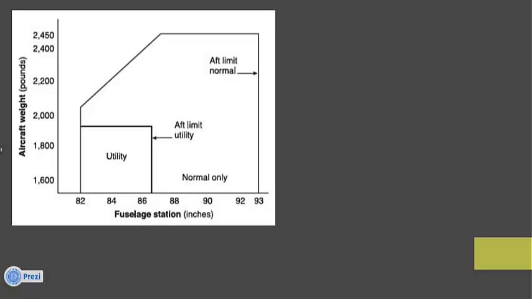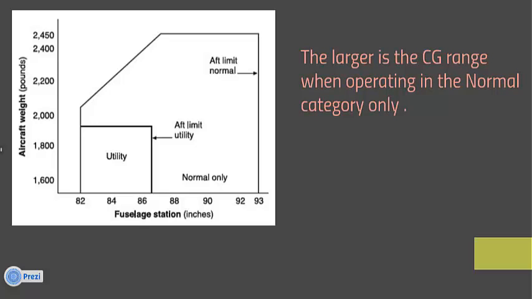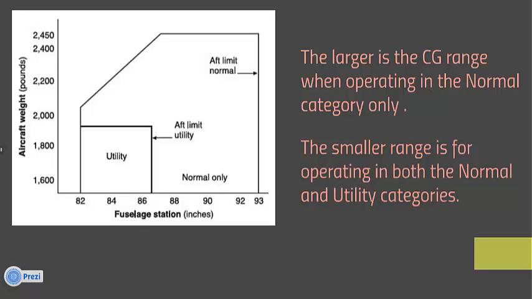This chart helps visualize the CG range. Draw a line horizontally from the aircraft weight and a line vertically from the fuselage station on which the CG is located. If these lines cross inside an enclosed area, the CG is within the allowable range for the weight. Note that there are two enclosed areas. The larger is the CG range when operating in the normal category only, and the smaller range is for operating in both the normal and utility categories.